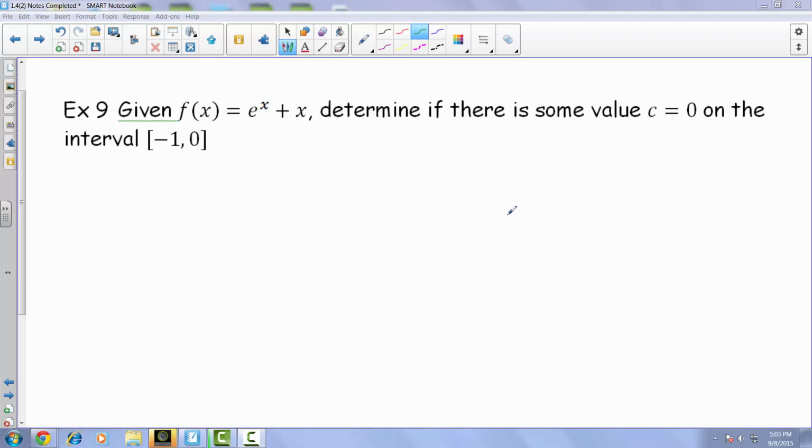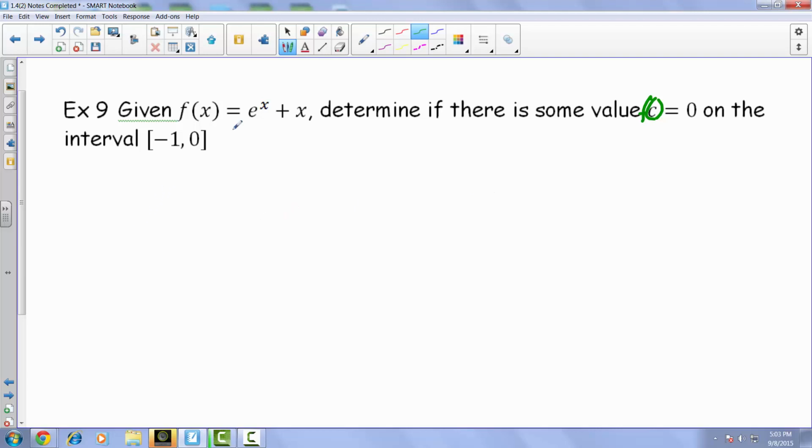Here we are at example 9 from our 1.4 number 2 set of notes. We're asked, given the function f(x) is equal to e to the x plus x, determine if there is in fact some c value that's inside of this interval such that f of c is equal to 0.